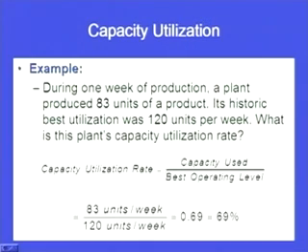So the capacity utilization rate, as you can see on your screen, is capacity used divided by the best operating level. 83 units per week is the capacity used, and the best operating level was 120 units per week, which has been effectively and efficiently produced by this particular plant. So we can say it is operating at 69%. So the capacity utilization rate comes out to be 69%.